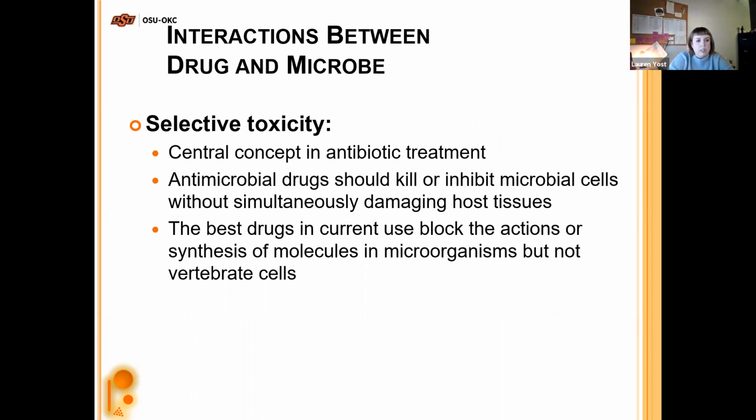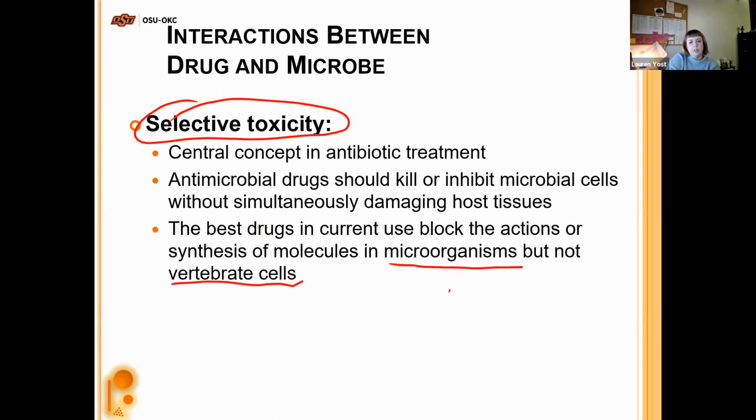So this is coming back to selective toxicity. We're going to go back to this important topic here. It's the central concept in antibiotic treatment. They should kill or inhibit microbial cells without damaging host tissues. High toxic to bad guy, low toxic to host. So the best drugs in current use will block the actions or synthesis of molecules in microorganisms, but not in vertebrate cells. Yes, attack these guys, but not these guys.